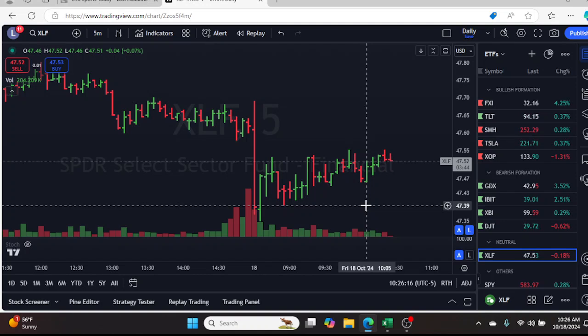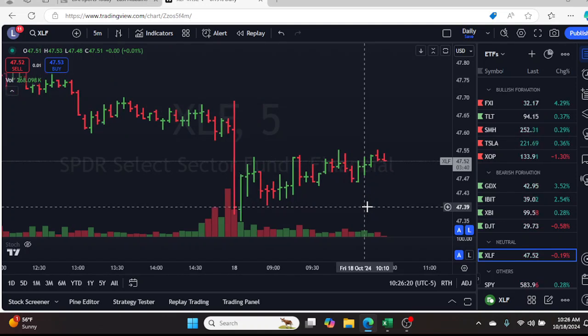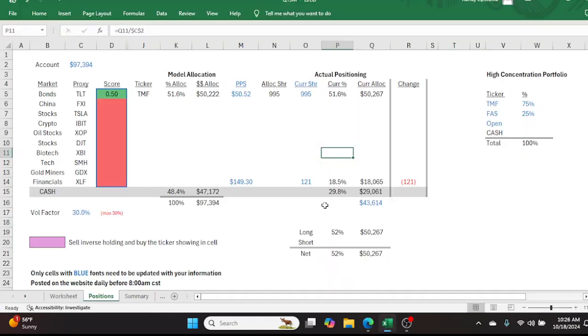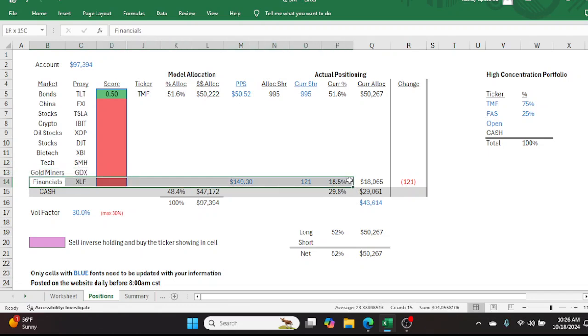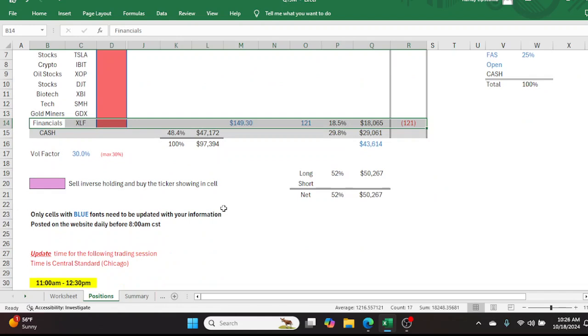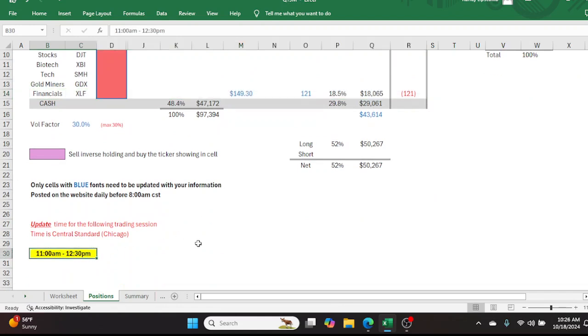I wanted to do a quick video on just exiting the position. Today I've already exited it, but we were supposed to exit the gold miners short, which was a small position left over from yesterday, and then the financials long today. So every day I put this recommended time to rebalance.